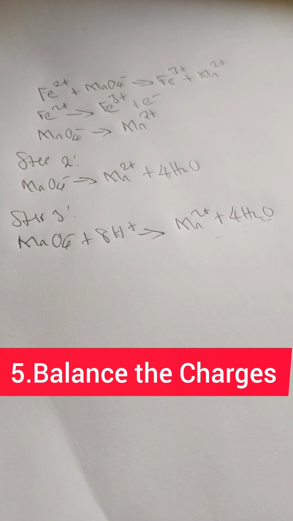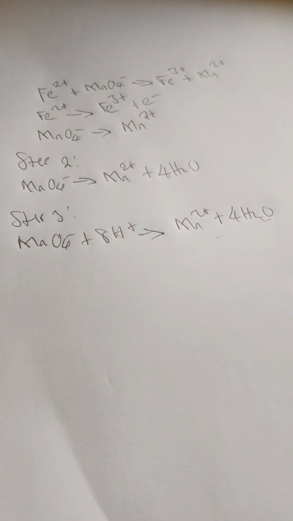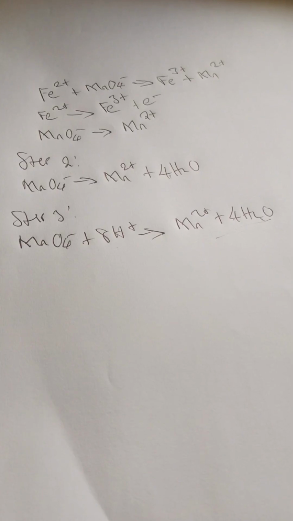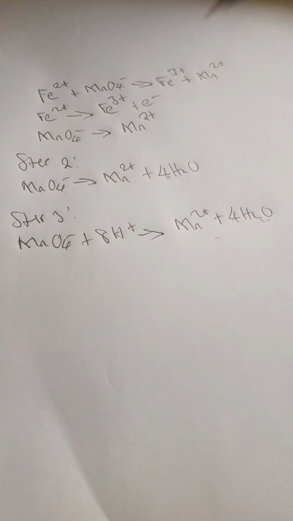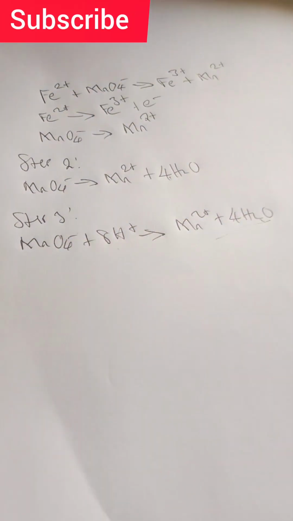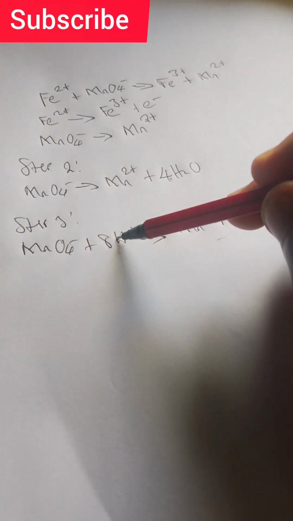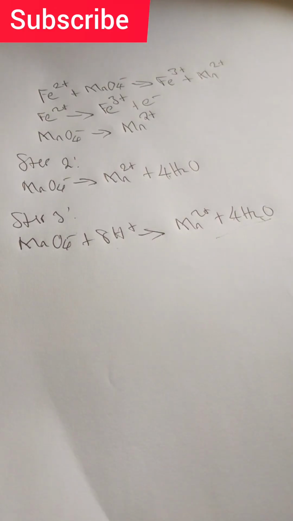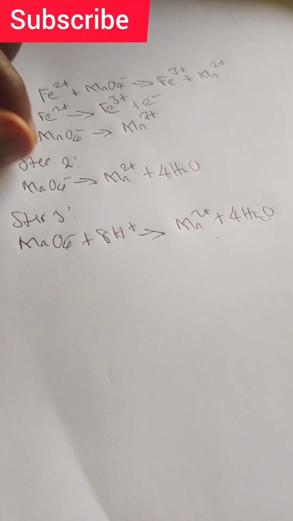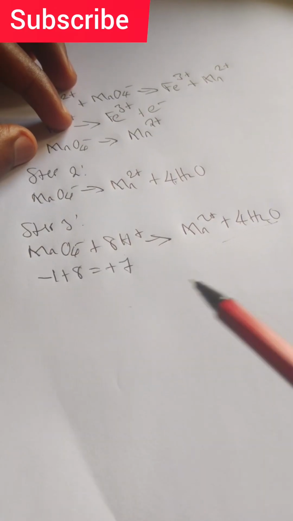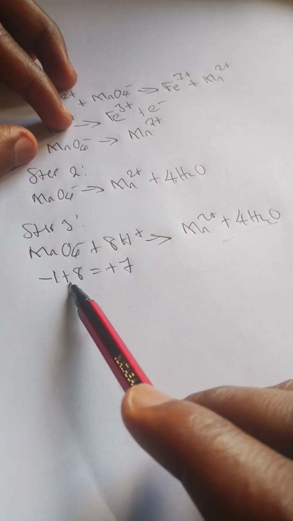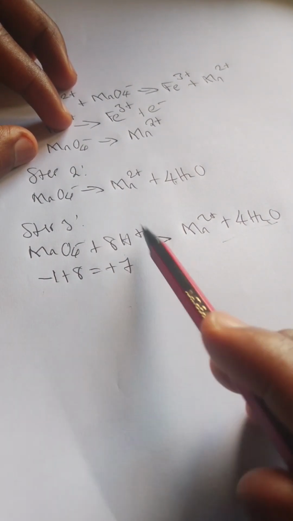So let's go ahead. How do we balance the charges? On the left side here, let's go to step 4. So how do we balance the charges? On the left side here, you can see that there is a -1 charge and +8. So here is how we balance our charges, guys. On the left side, it's -1 plus 8. This one means 8 charges, so then we have equal to 7.